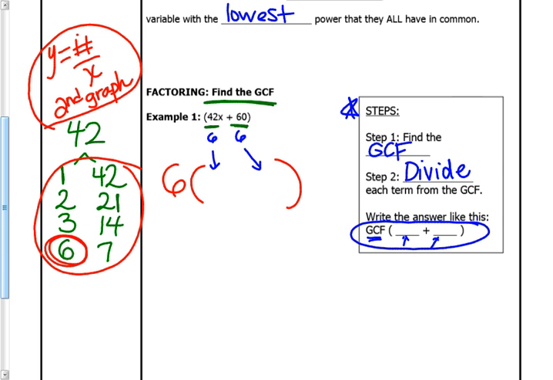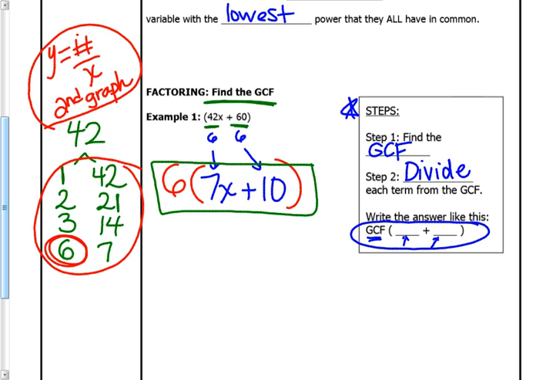So 42 divided by 6 would be 7. And we still have this x there. We can't cancel an x out or reduce that x in any way. So the 42x divided by 6 is actually 7x. So that has to stay there. And then we have 60, which is a positive number, right, plus 60. So positive 60 divided by 6 is positive 10. So we would write a plus 10 for positive 10. And that would be your answer.